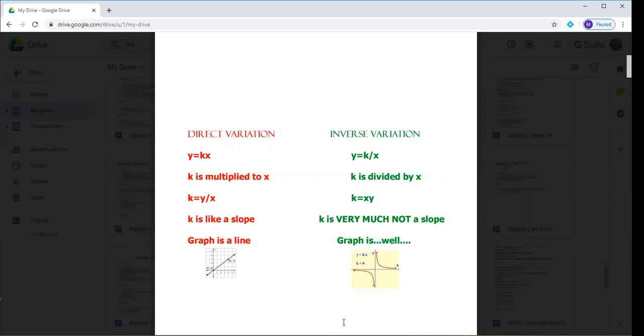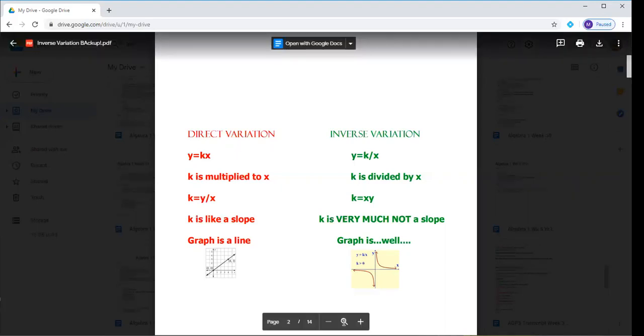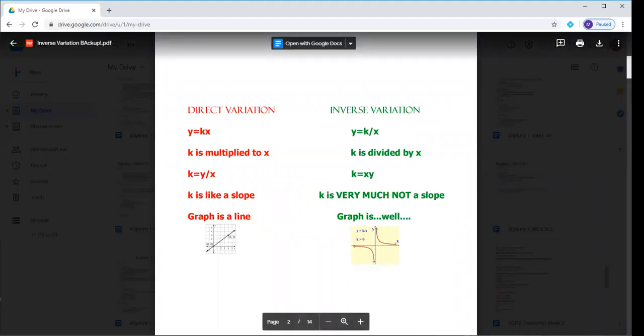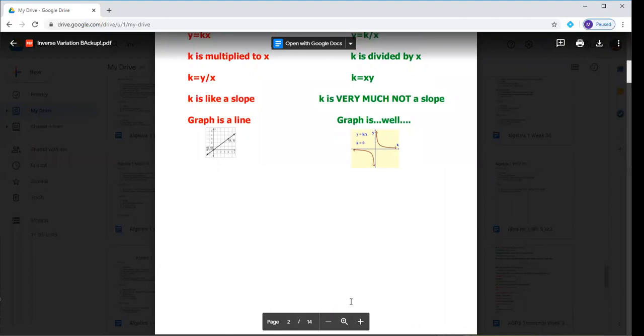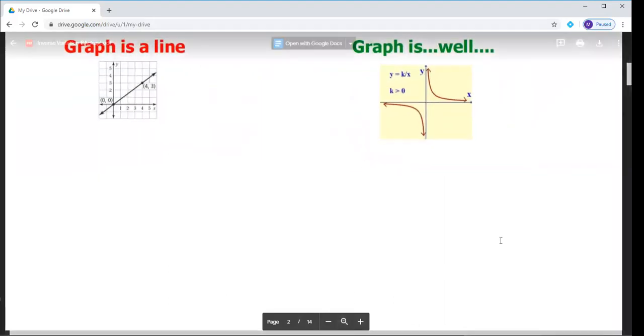For direct variation, the graph is a line, and for inverse variation, let's just show you here, move that down a little bit, and zoom in. So we have a hyperbola. So direct variation goes through 0, 0. It's one of the ways you know it's direct variation. Its y-intercept is 0, right? And inverse variation, this is a hyperbola.